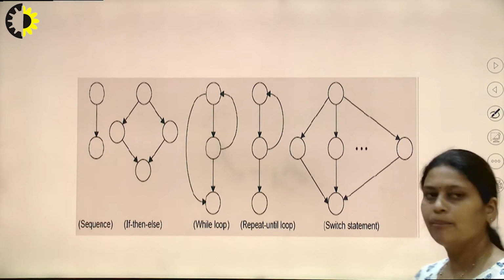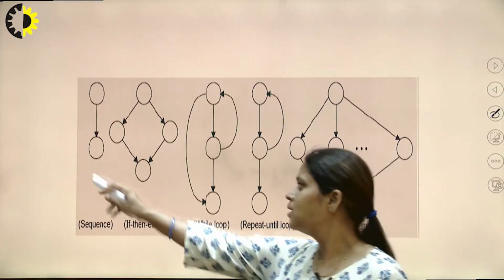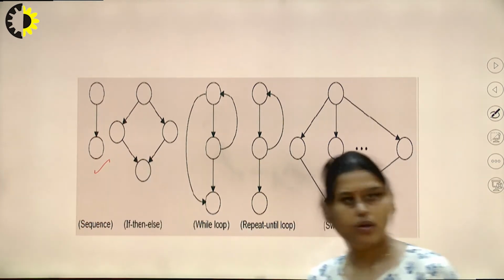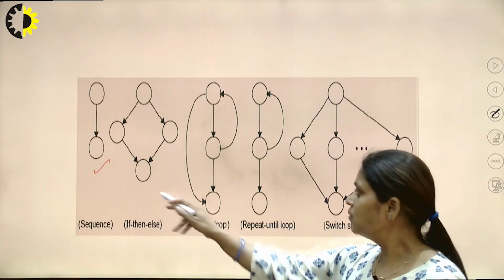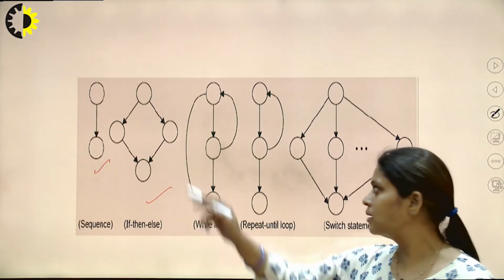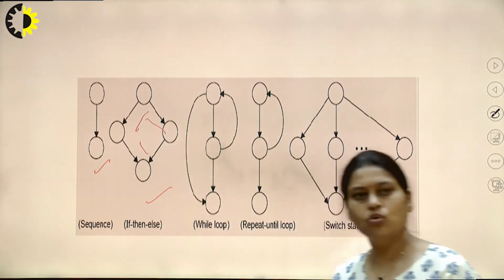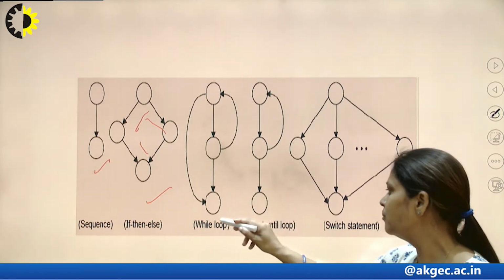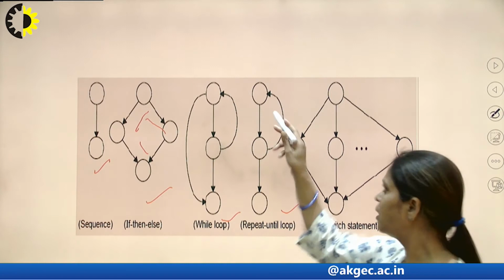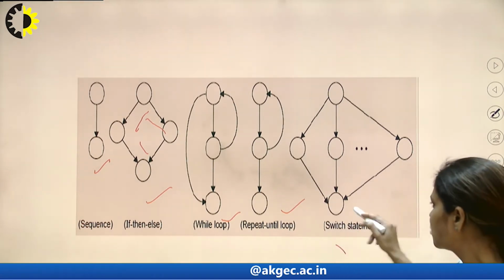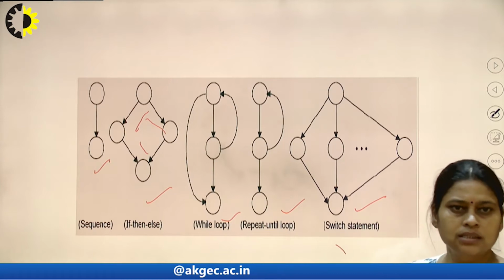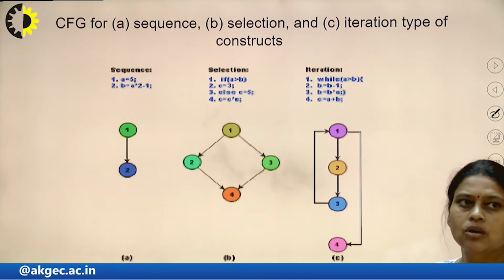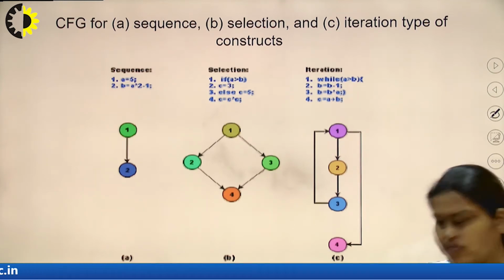So these are some examples. Suppose this is simply a sequence of statements; then we show it through this diagram. If we have an if-then-else condition, then we show it through this diagram. If we have a while loop, then we show it through this diagram. If we have a repeat-until loop, then we show it with this diagram. And for a switch statement, we show it with this diagram. So these are some examples of sequence, selection, and iteration types of statements.